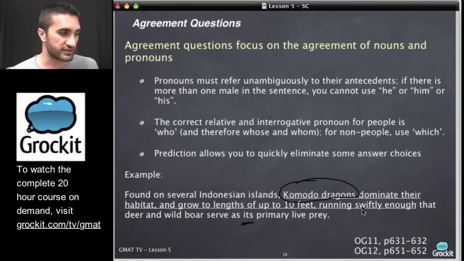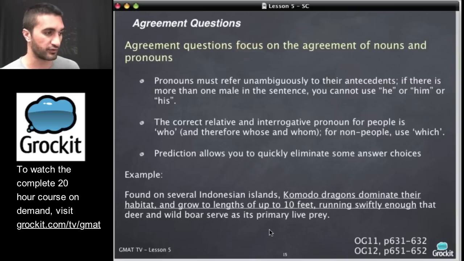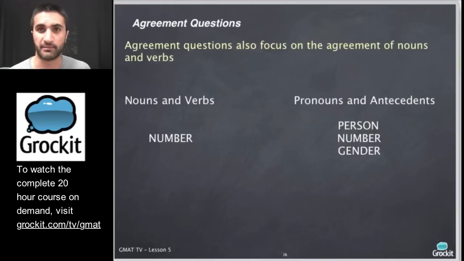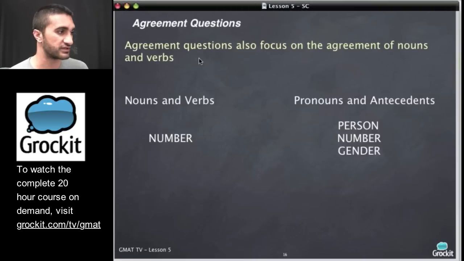Komodo dragons, you can see that they put a lot of language in between these two pieces, and it is not the appropriate pronoun for Komodo dragons, because Komodo dragons is plural, and we'll see some more examples of how the GMAT does that to us.